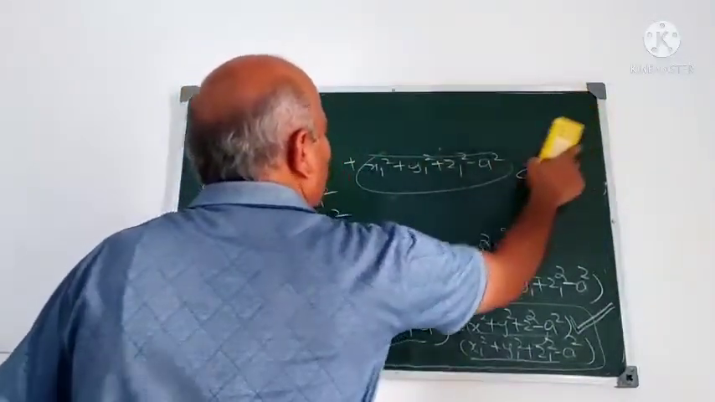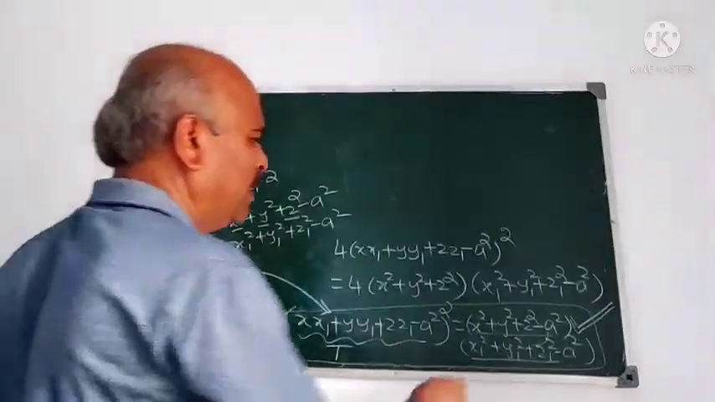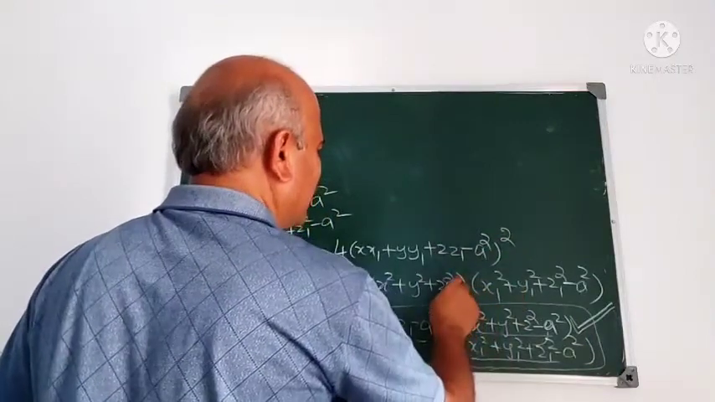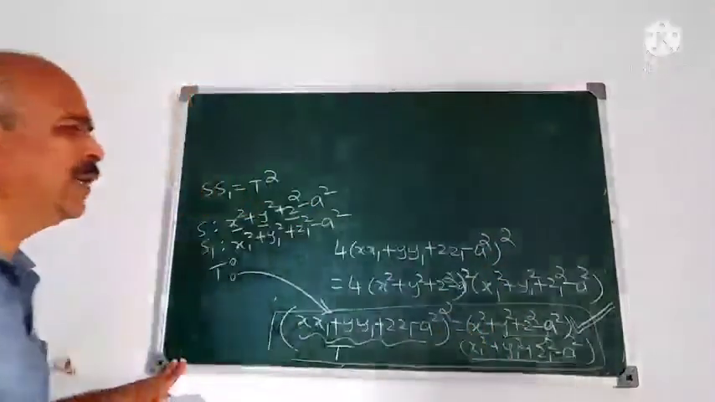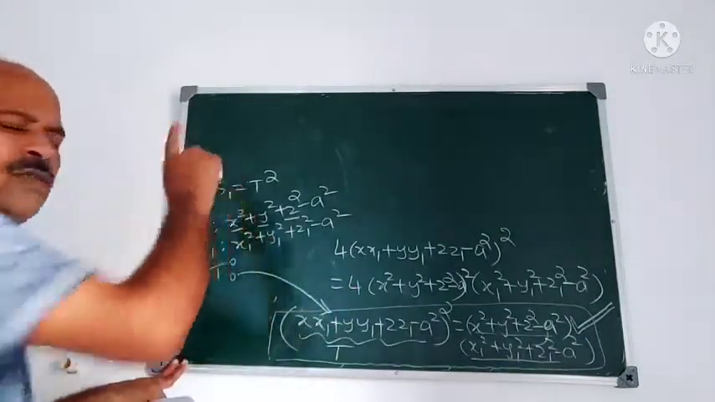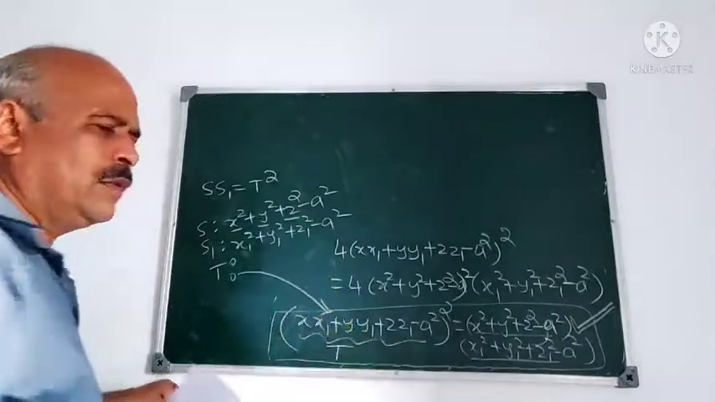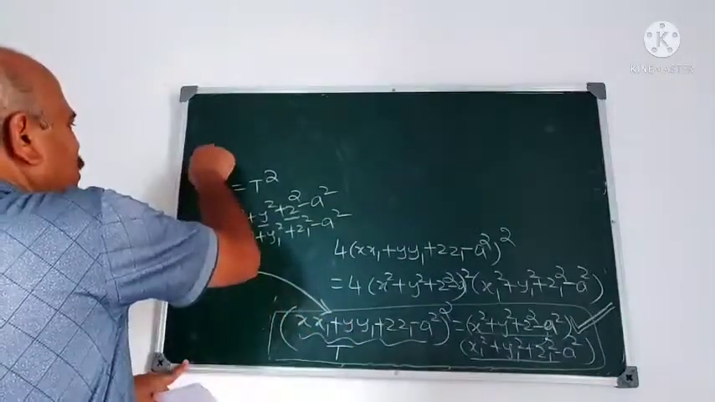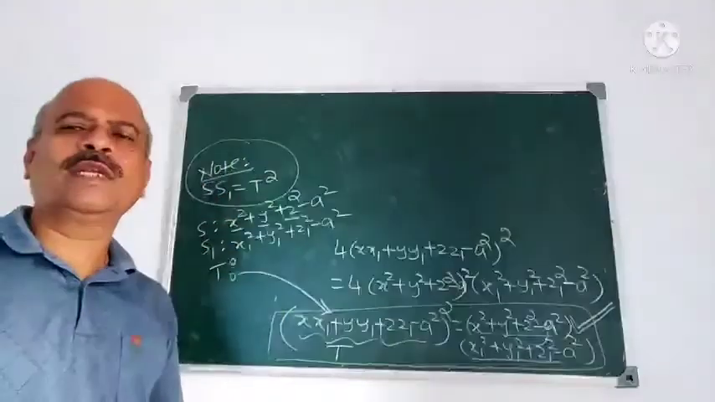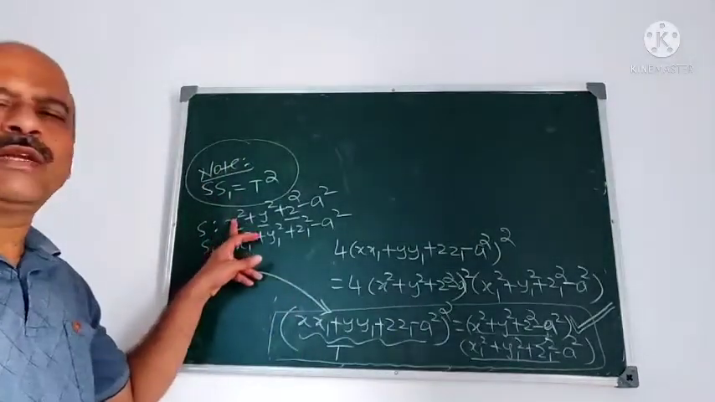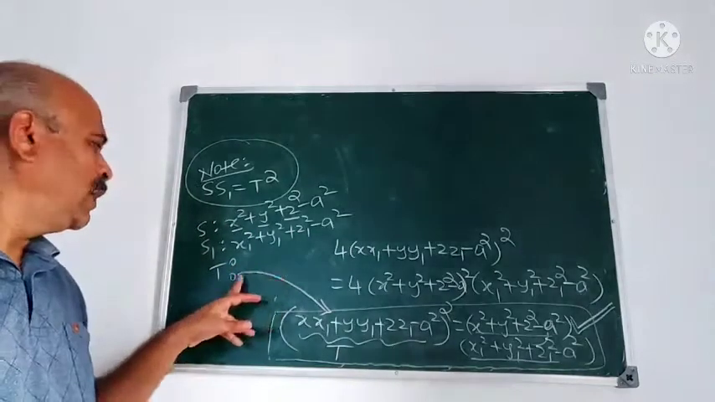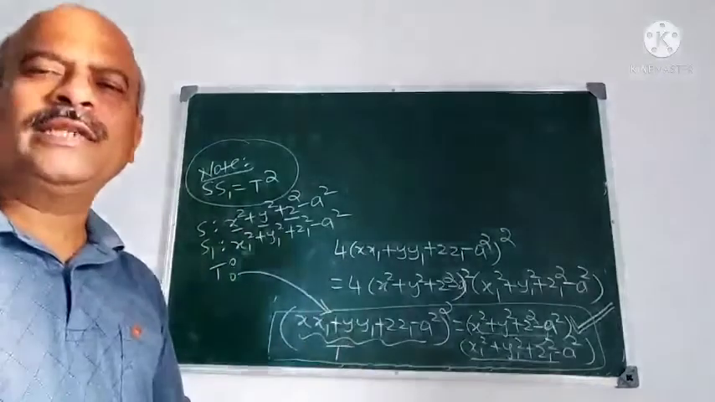Now go through that derivation again, because only here you make this correction: minus a square is there, it is equal to this. Now is it correct? This is S1 is equal to T square. That is, the equation of the enveloping cone is given by S1 is equal to T square. What is S? The given equation. S1 means where x, y, z are replaced by x1, y1, z1, and T means the equation of the tangent plane.